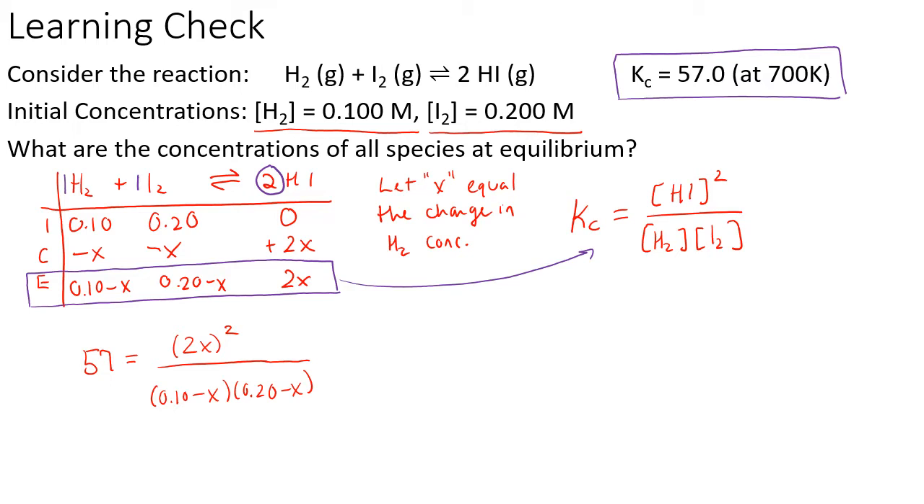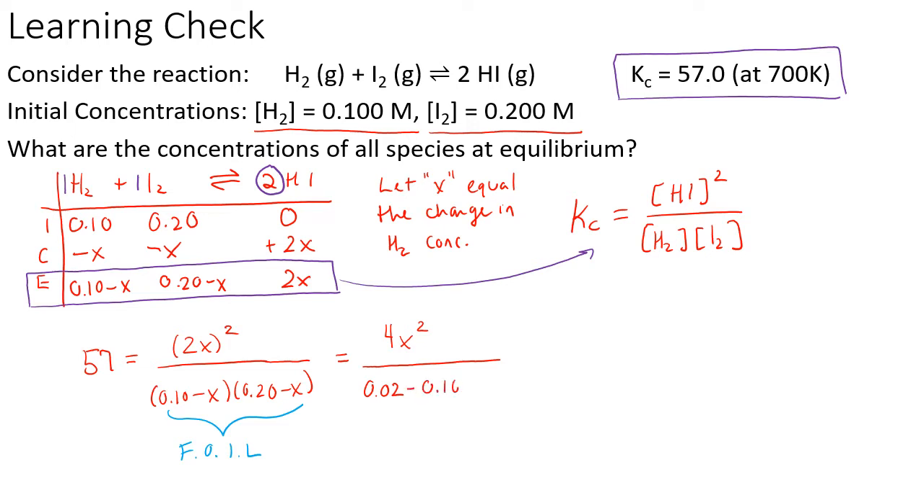In a previous example, we were able to combine the bottom terms as a squared term because the initial concentrations were the same. But now that they're different, we're not able to do that. So we're going to actually have to use FOIL on the denominator, or first, outer, inner, last, in order to break it down further. So 57 is equal to, if we take 2x squared, that will become 4x squared. And when we multiply 0.1 by 0.2 for the first term, that will give us 0.02.